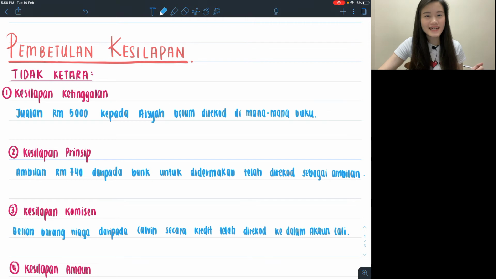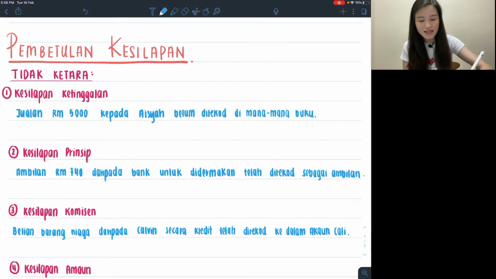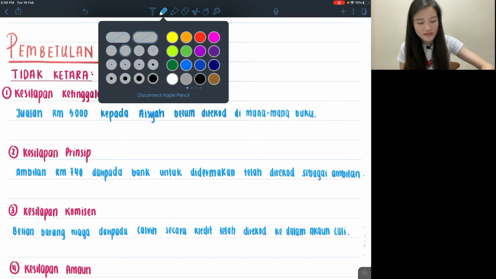Alright, so I'm gonna start explaining on our Pembetulan Kesilapan now, which is the kesilapan tidak ketara. The reason why I'm only explaining kesilapan tidak ketara is because from my intro earlier, I told you guys that if paper 1 and paper 2 were to come out, they will only come out with kesilapan tidak ketara because it's much harder compared to kesilapan ketara. So over here, I'm gonna be explaining 6 types of kesilapan tidak ketara.